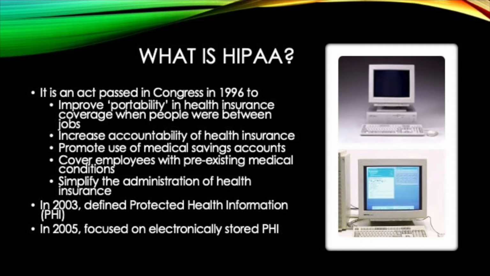In 2003, they started to adjust HIPAA to cover some of the things that they needed in the time of computerization. So they started to define what protected health information is, and in 2005 focused on electronically stored PHI. PHI, again, stands for Protected Health Information and is a common abbreviation that we all need to be aware of.